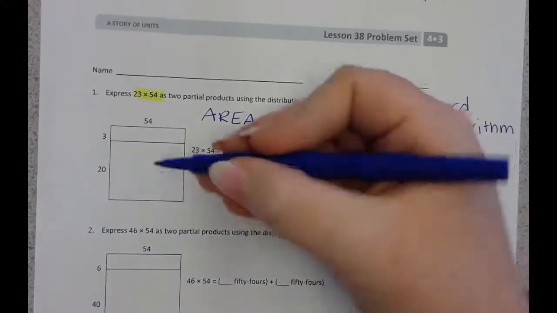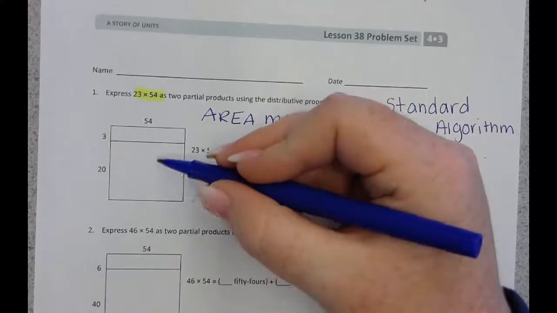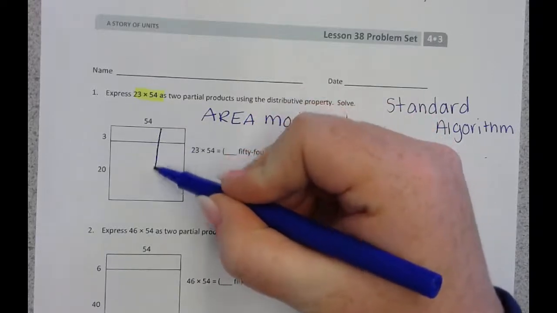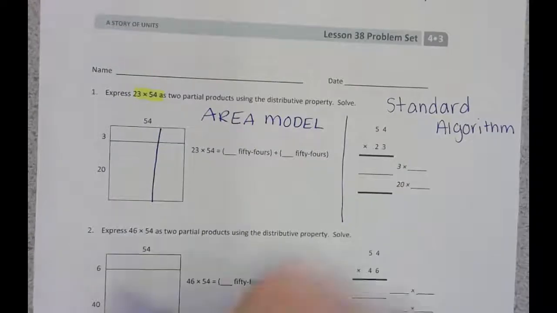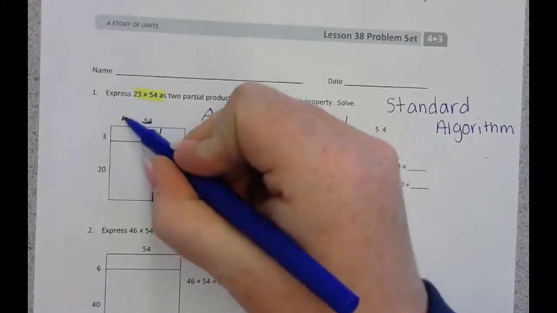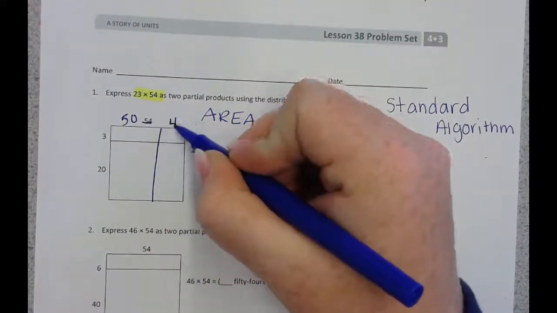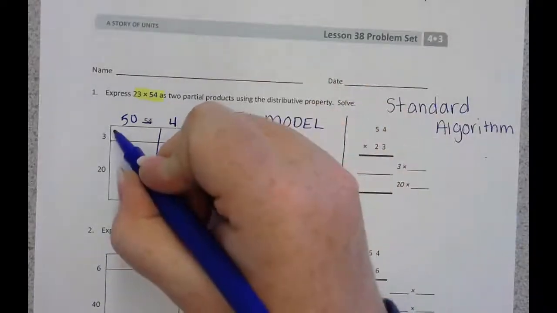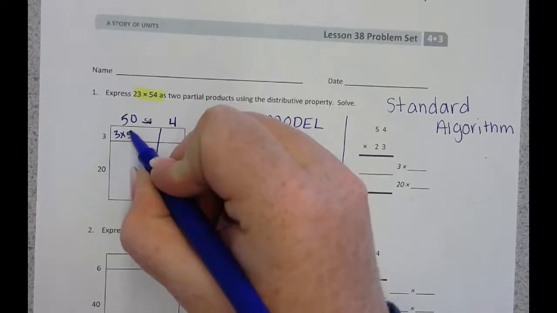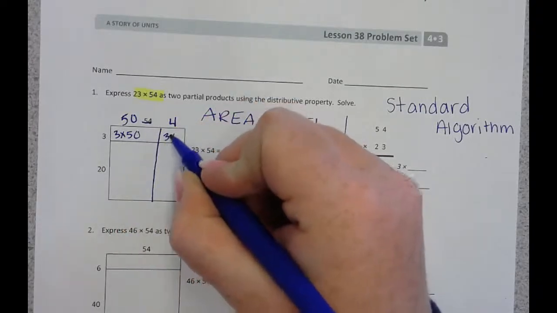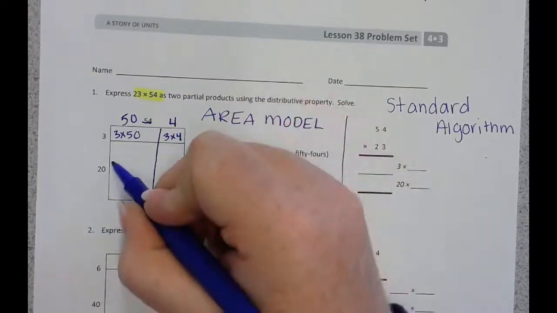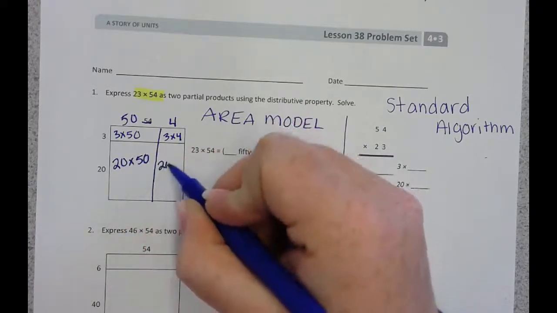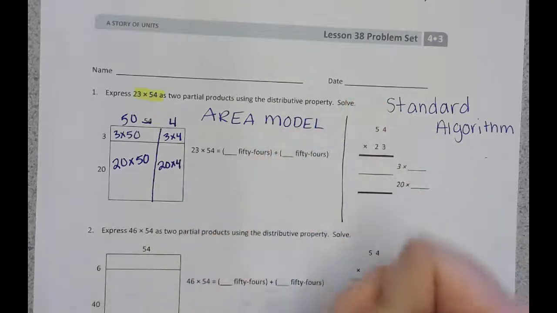And you know what, we're actually going to break it down even further. Even though it says 54 here, we're going to break that down even further. We're going to draw another line right there, and we're going to break this 54 into 50 and 4. So now we're going to have 3 times 50, 3 times 4, 20 times 50, and 20 times 4.